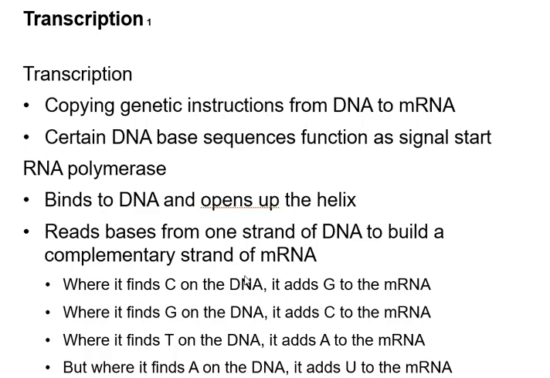So when you are transcribing, if you have an A on the DNA, you're going to add a U in the messenger RNA, because remember, RNA doesn't have T's. Where you have a T on the DNA, you're going to add an A, because A's and T's always hang out. If you have a G, you're going to add a C. If you have a C, you're going to add a G. So C's and G's always hang out. G's and C's, C's and G's, T's and A's. But if you're making messenger RNA, you're going to use a U anytime you find an A, because there is no T in messenger RNA. So it's A, C, G, U.